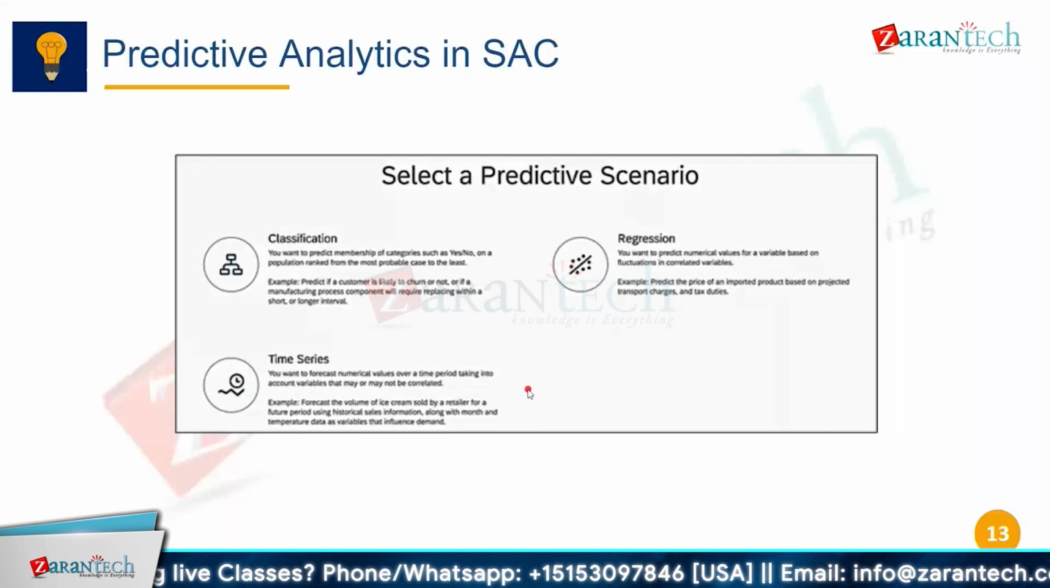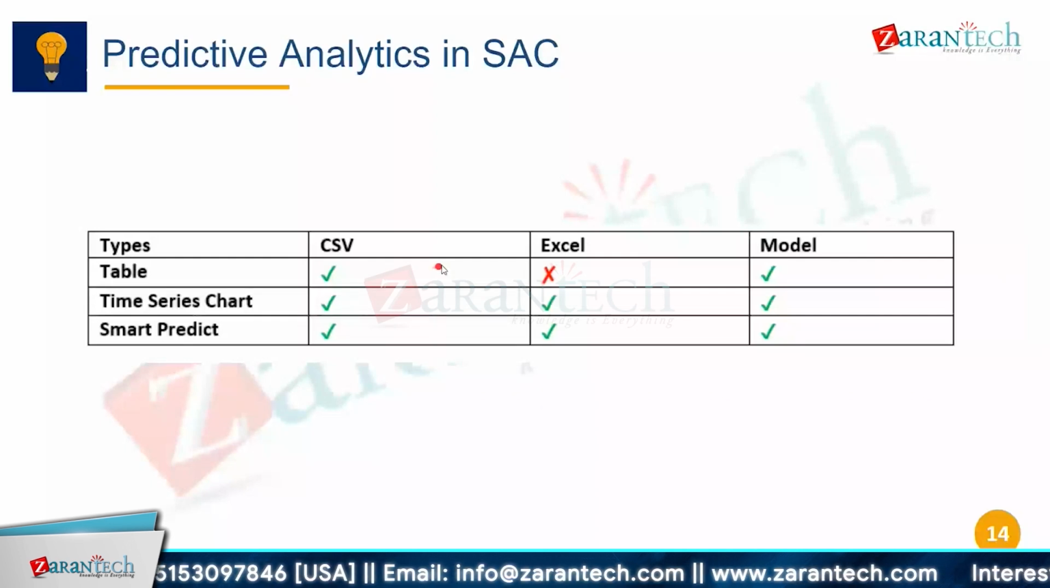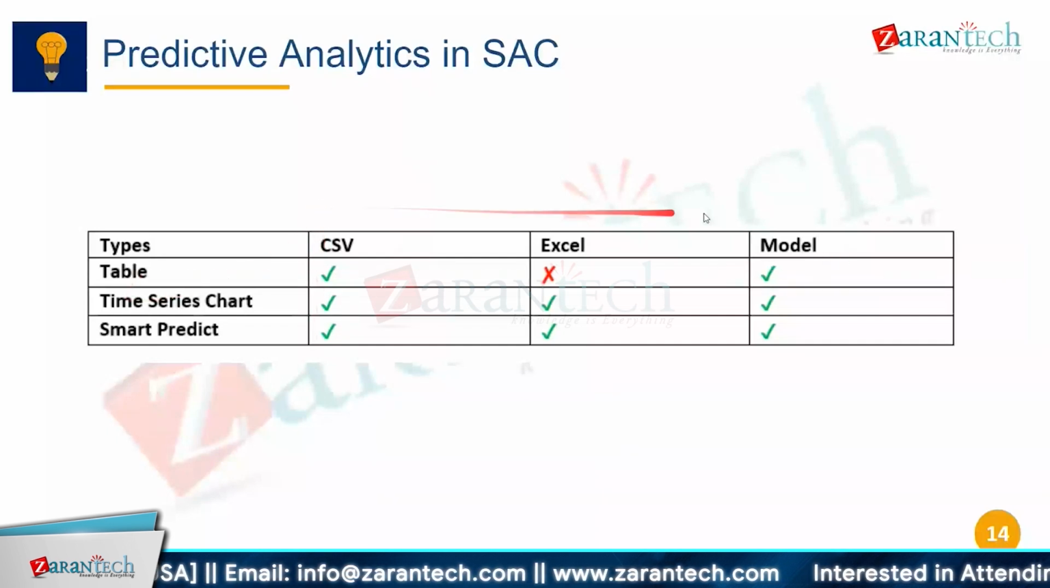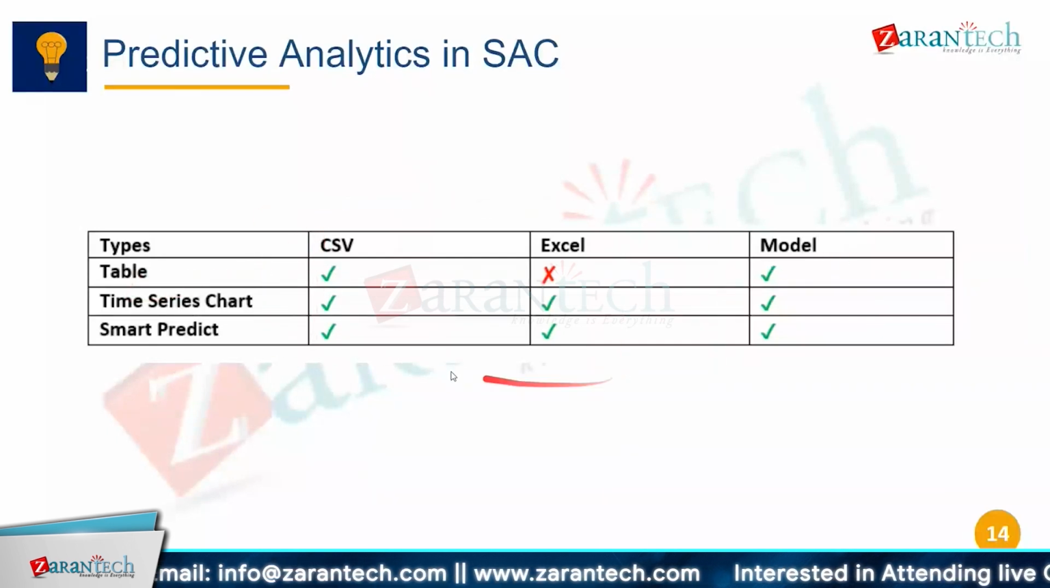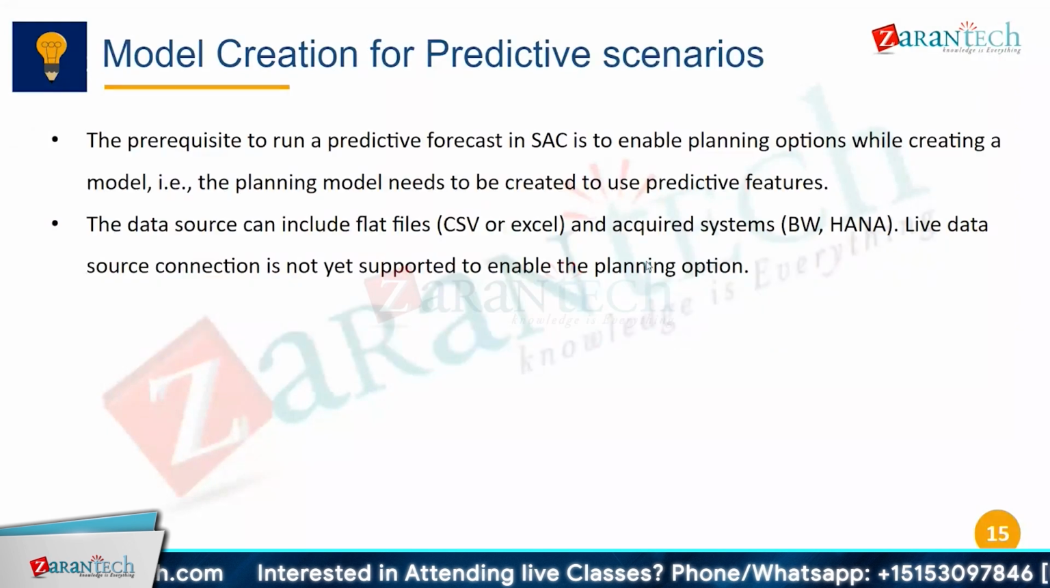Then what are the sources that are supported for doing predictive analytics in SAC? If you want to do predictions in classification and regression, a CSV type data source is supported, Excel is not supported, but a SAC model is supported when you create a model. These two are basically created using data sets. If you create a data set readily, then these two scenarios apply. Other than that, the other one is a model. For time series, CSV, Excel, and model are all supported.